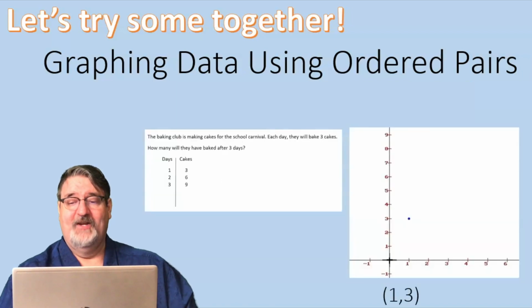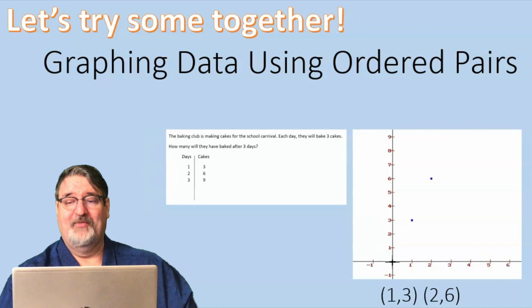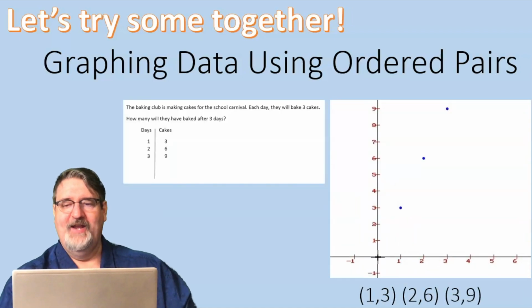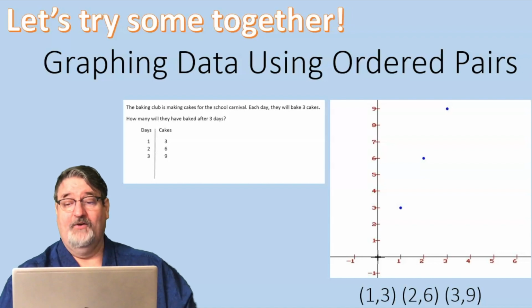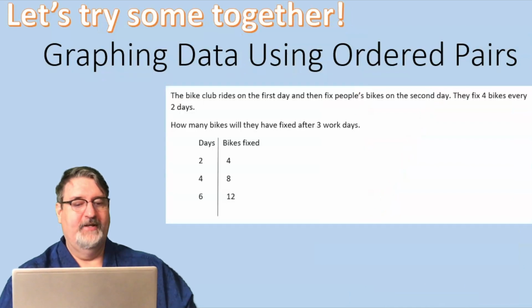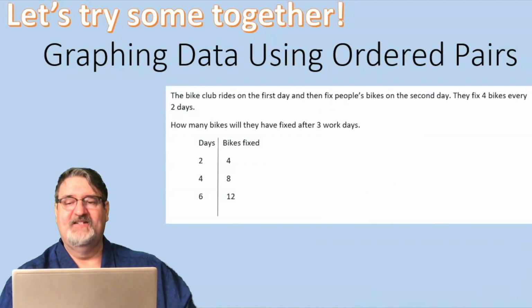So on the first day, we can see that they went over 1 and up 3. On the second day, they went over 2 and then up 6. For the third point, they went over 3 and then they go up 9. And so we can see that after 3 days they can bake 9 cakes. And right there, when we draw the line, taking your ruler, you can draw a line along there, and we can see that's collinear.